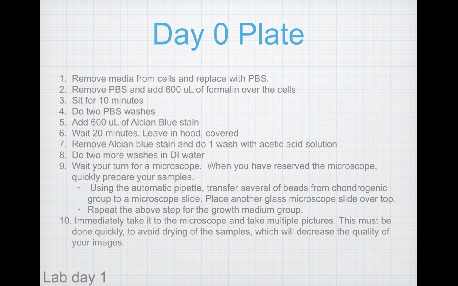And the next step is very important. Wait your turn for a microscope. Once you're sure that you have reserved the microscope for your team, quickly prepare your samples for viewing. What you'll do is, using an automatic pipette, transfer several of the beads from the chondrogenic group to a microscope slide, and then place a glass microscope slide on top of that, and then repeat that step for the growth medium group, and you'll go over the microscope and take multiple pictures.